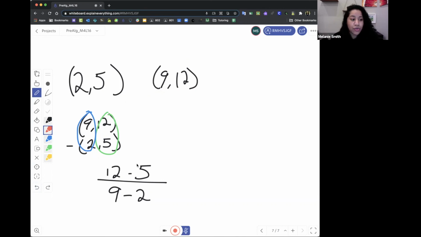Okay. 12 minus 5, oops, don't want to write in red. 12 minus 5 is equal to 7. 9 minus 2 is equal to 7. If you have 7/7, the same number, 7 divided by 7, fractions are division. 7 divided by 7 is 1. So I would say that my slope is 1.